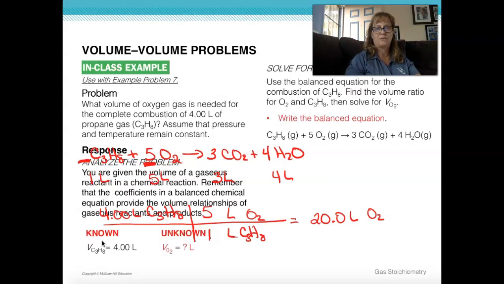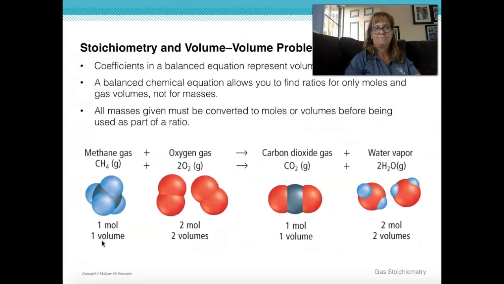This just takes us through the answer. Okay, so again, the key thing that you need is a balanced chemical equation. Here's another example of a balanced chemical equation where the mole to mole ratio is also the same as a liter to liter ratio. That's what they mean by 1 volume. They mean 1 liter, 2 liters. Okay, it's that liter to liter ratio.